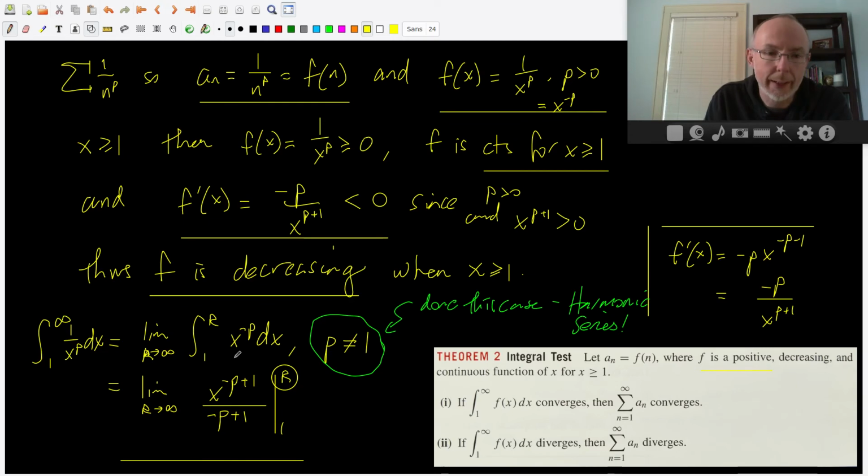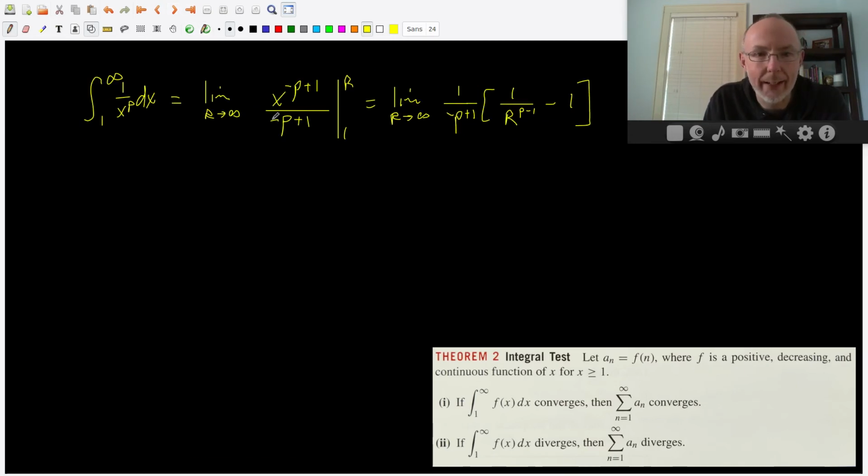So plugging in those endpoints, what we get is this limit, where I've just factored out the 1 over minus p plus 1, because it's not really important. P is a fixed number. We know it's not 0, so I don't have to worry about division by 0 there. And when we plug in x equals r and x equals 1, we're left with this calculation. And so the only question is, what happens to this term as r goes to infinity?